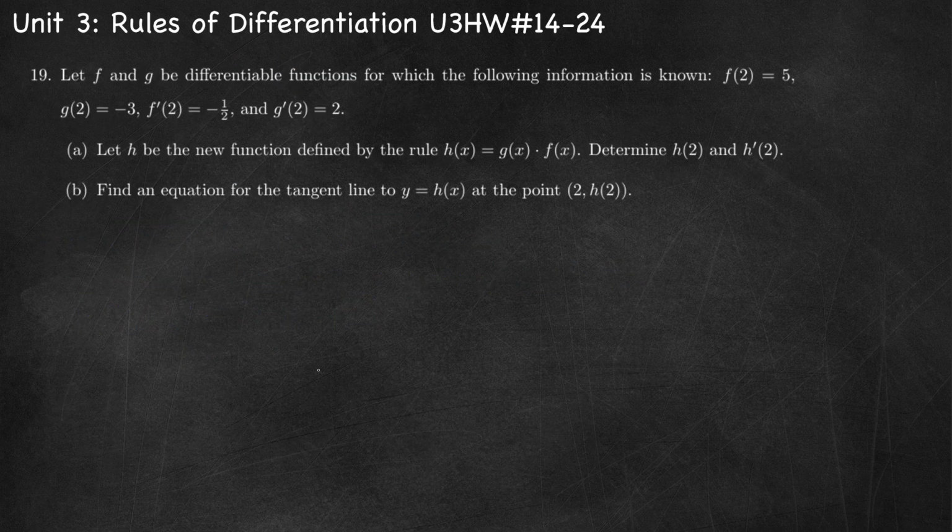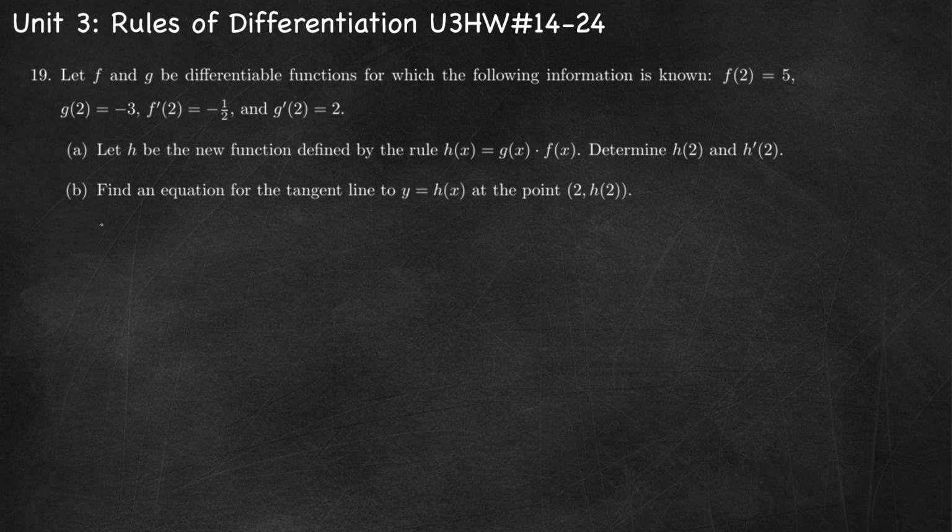Number 19, let f and g be differentiable functions for which the following information is known. f of 2 equals 5, g of 2 equals negative 3, f prime of 2 equals negative 1/2, and g prime of 2 equals 2. Let h be the new function defined by h of x equals g of x times f of x. Determine h of 2 and h prime of 2, then find an equation for the tangent line to y equals h of x at the point 2 comma h of 2.